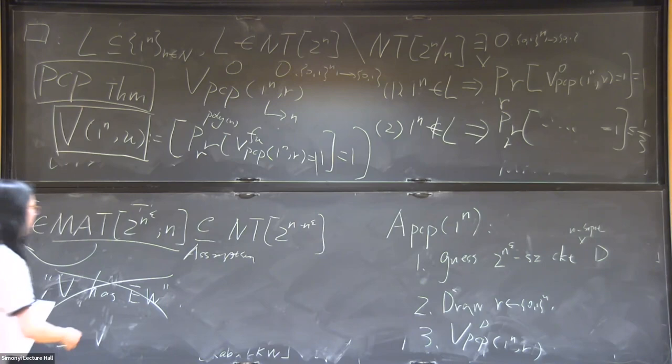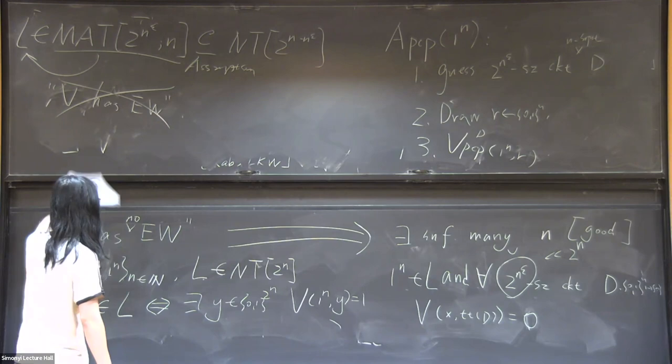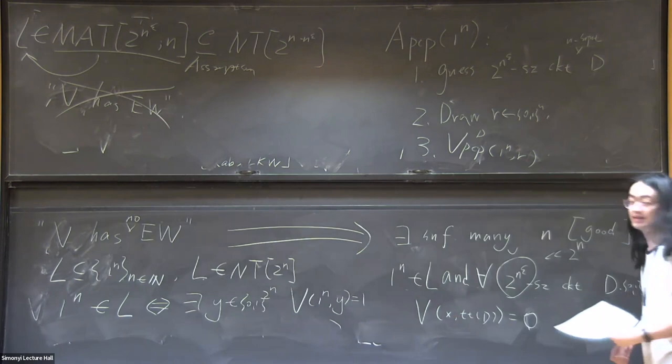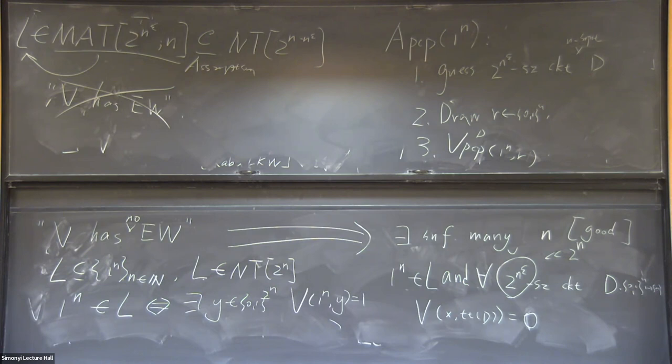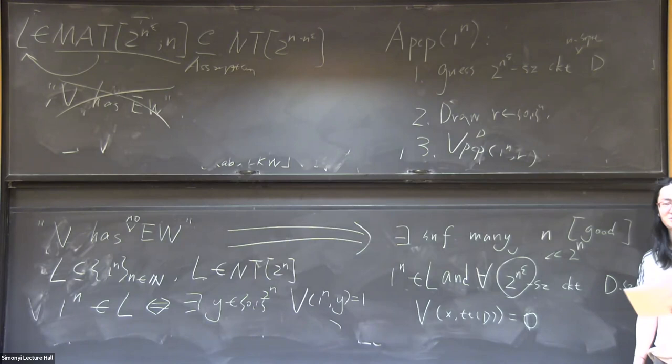Maybe I should recall a bit. If V has no easy witness, then this particular V has no easy witness, and now we have built an NPRG. Any question for now? I think I just finished the general bootstrapping. Any question? I'll assume there's no question.